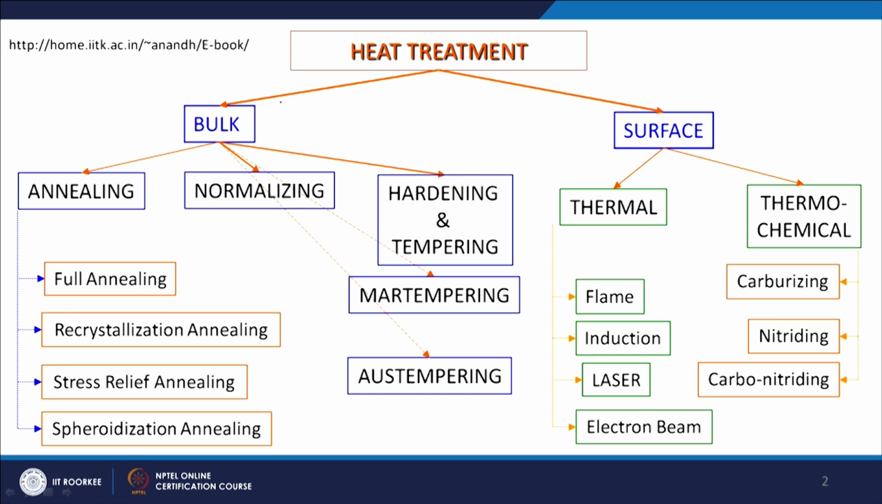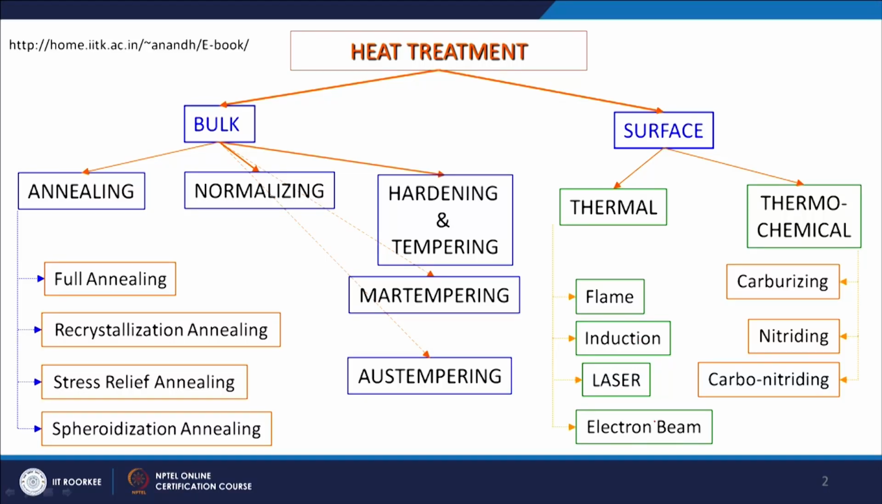Heat treatment can be divided into bulk heat treatment or surface heat treatments. In bulk heat treatment, you can have annealing, normalizing, hardening and tempering, martempering, austempering; all these heat treatments we will see. In annealing also, it can be full annealing, recrystallization annealing, stress relieving annealing or spheroidization annealing. And for surface treatment, you can have thermal surface treatment or thermochemical. In thermal, it is only the flame; through flame you do the treatment.